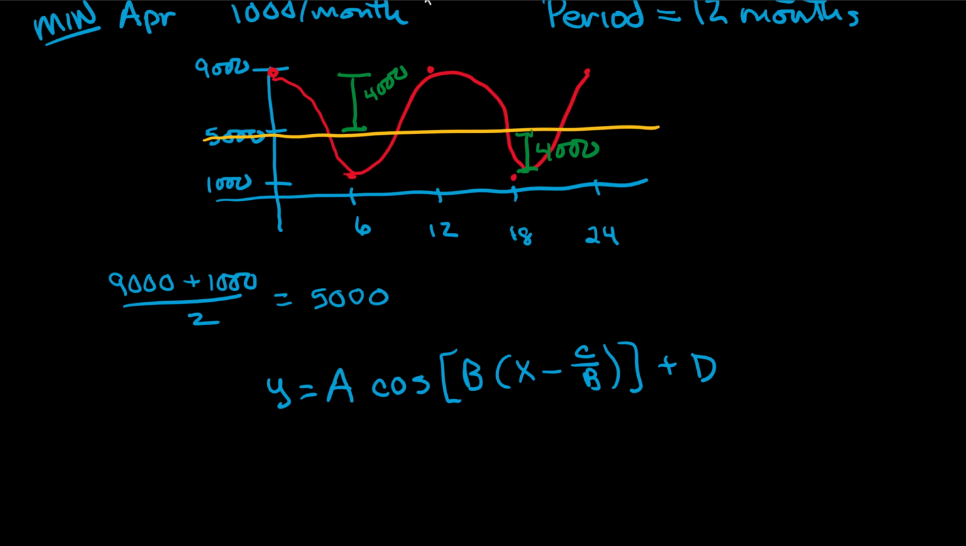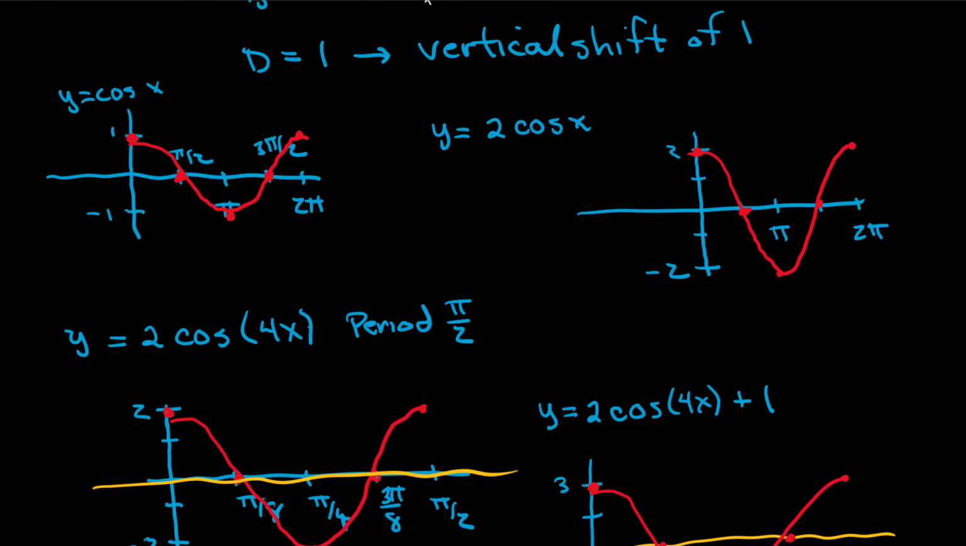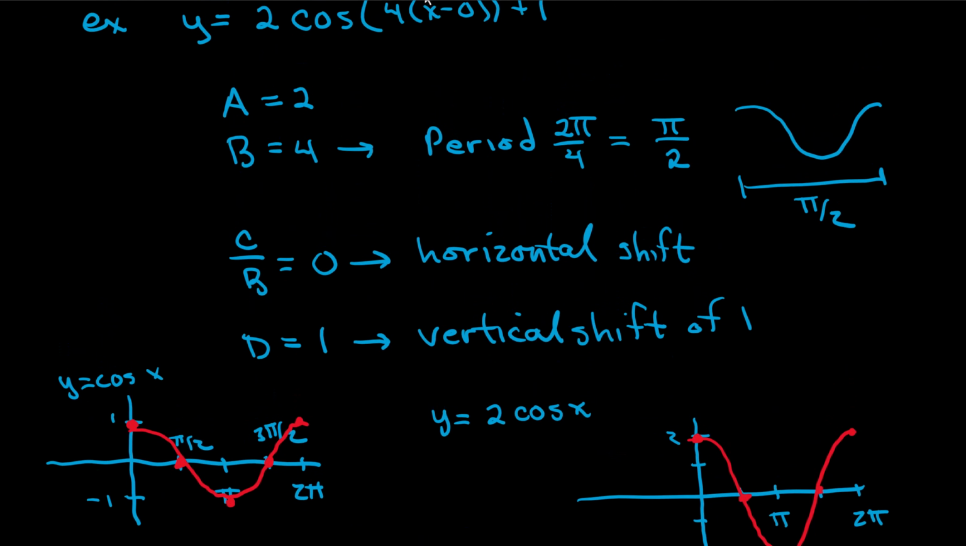So let's start writing some of this stuff down. We have the period is 12 months. We now have an amplitude of 4,000. We have a midline at 5,000. And let's see how some of this stuff factors into the game we got going. Okay, first off, let's go back up. Our value A, there it is, up at the top, gives the amplitude.